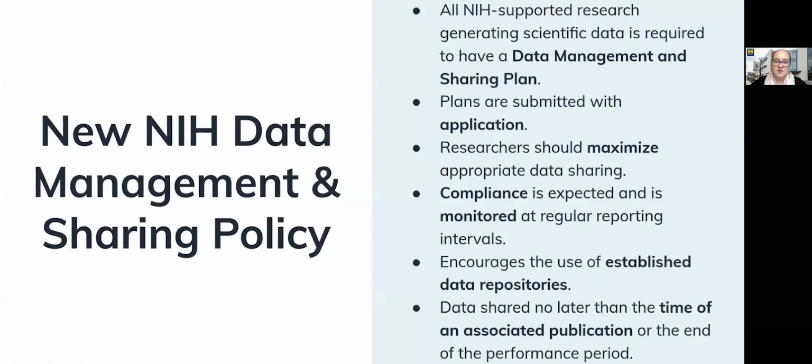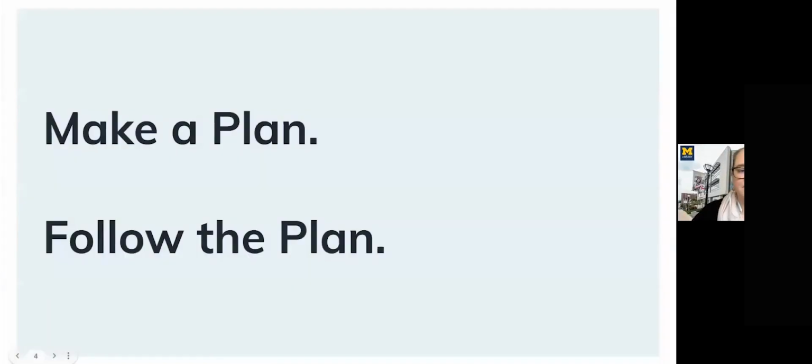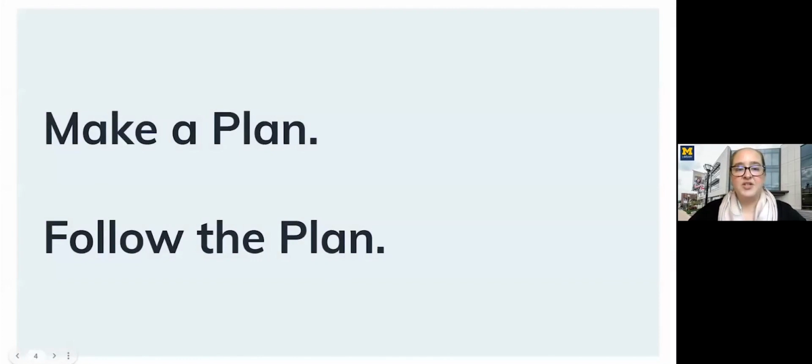The policy also notes that scientific data should be made accessible as soon as possible and no later than the time of an associated publication or the end of the performance period of the award that generated the data, whichever comes first. So in summary, really the two primary points of the policy are that the researchers should first make a plan for their data, then actually follow that plan.